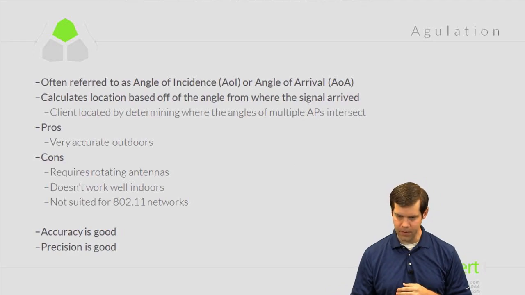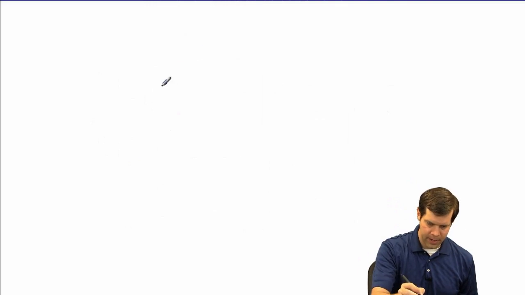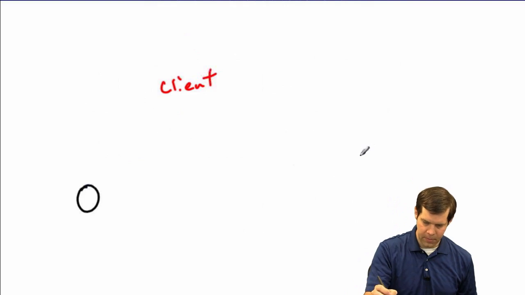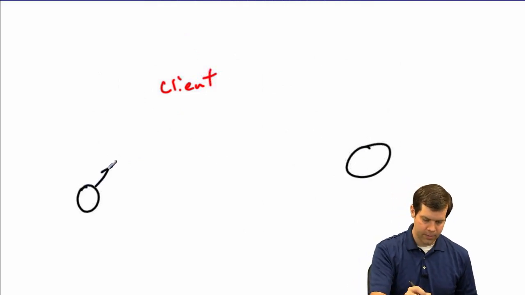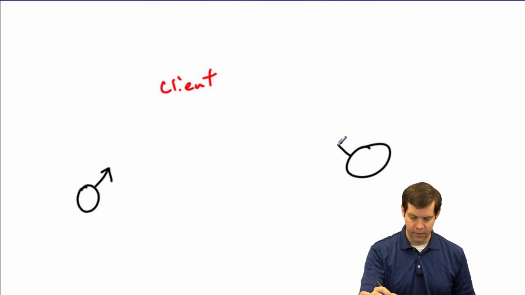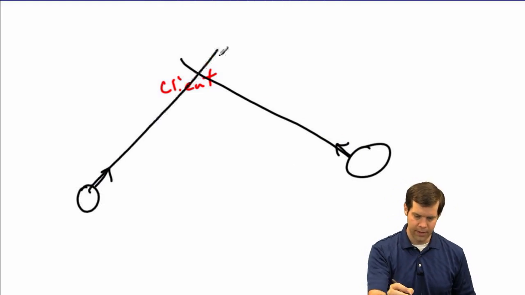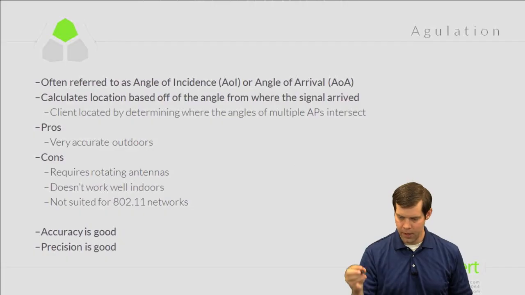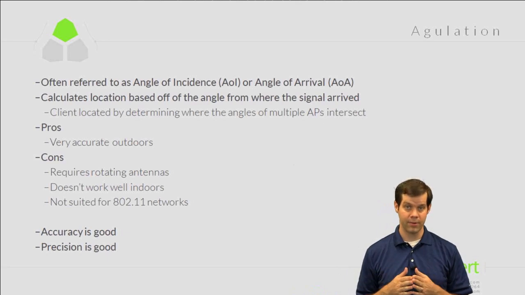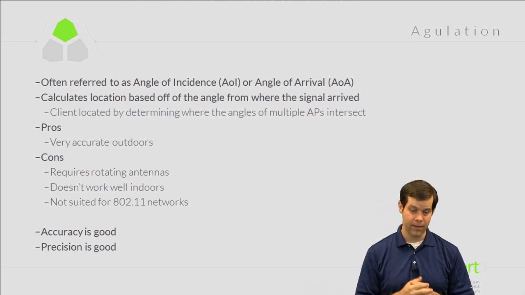So if we just draw this out real quick so you can get a visual. So let's say I have my client here. I have a couple APs spread out. They hear the client. This guy knows that the client's in that direction. This guy knows the client's in that direction. So if they just draw a line, ideally the lines intersect where the client's at. So pretty simple in terms of how it calculates it, but more complex in terms of how it has to figure out the angle that's coming in.